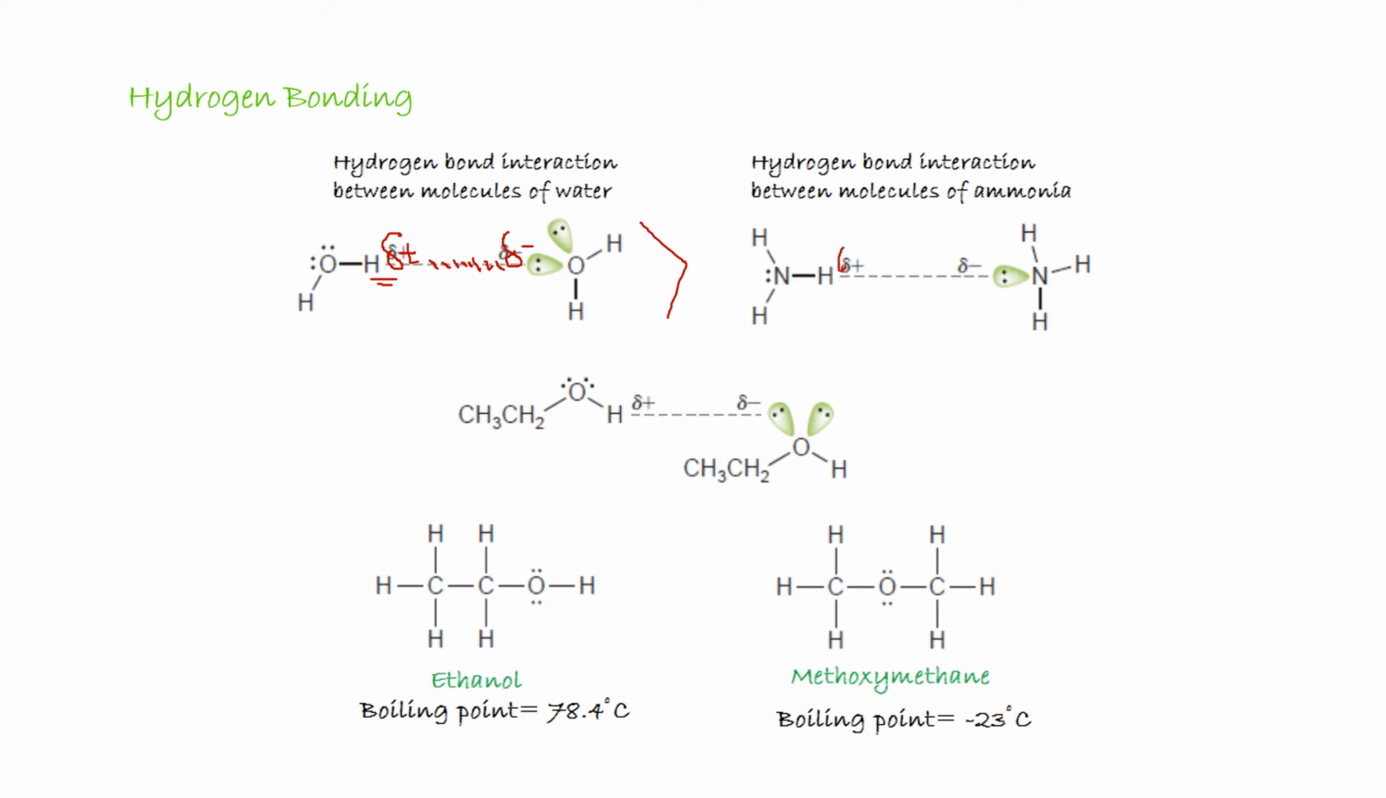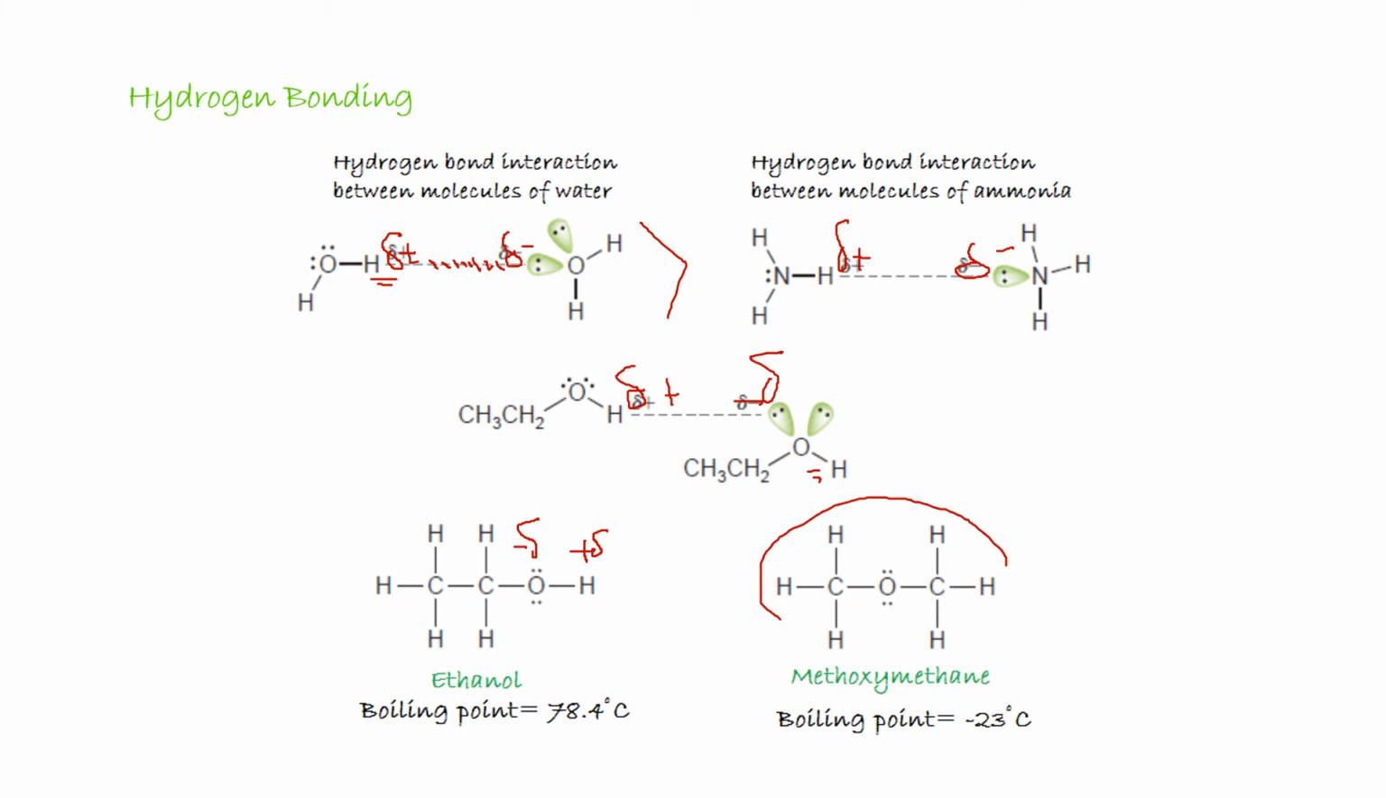Okay, also partially positive and partially negative nitrogen atoms. In ethanol there is hydrogen bonding between the partially positive hydrogen and the partially negative oxygen of another molecule. In ethanol there is hydrogen bonding, with a partially positive and partially negative. While in ether, methoxymethane, or dimethyl ether, there is no OH bond.